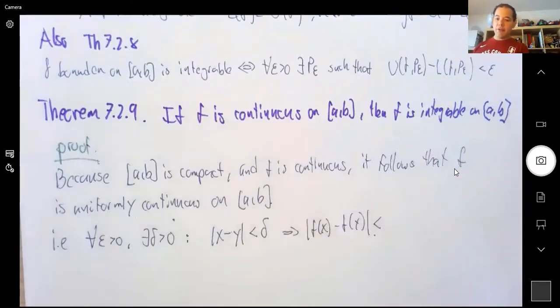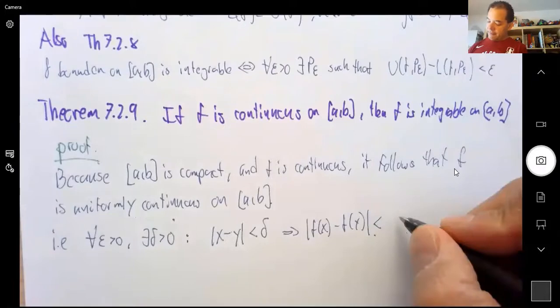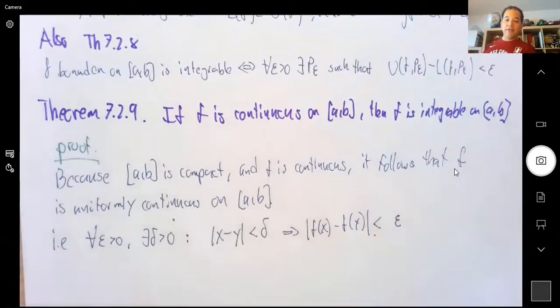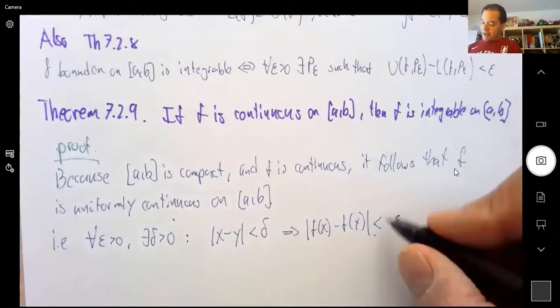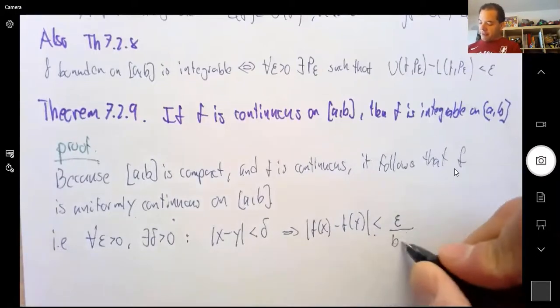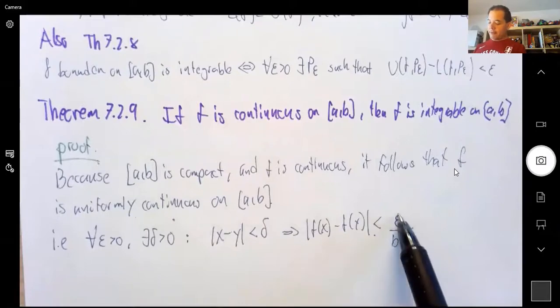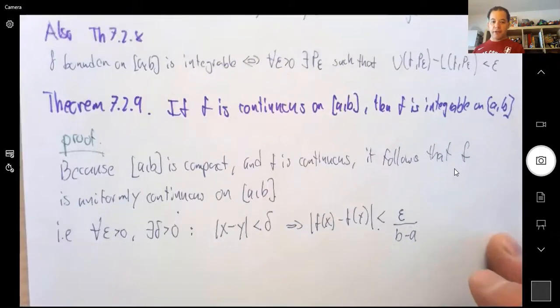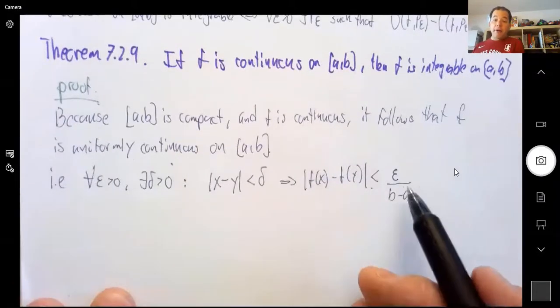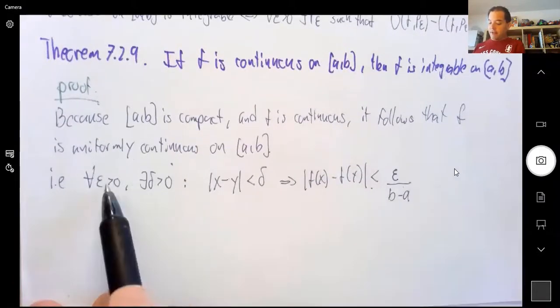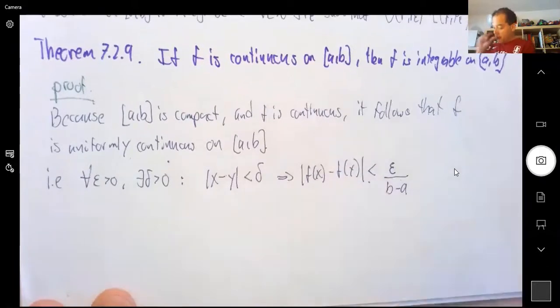And for reasons that you don't know right now, the length of the interval from A to B is going to appear somewhere along the way in my proof. So you don't see it right now, but instead of doing it for epsilon, I'm going to do it for epsilon over B minus A. This is how I'm going to use it. You can use whatever epsilon you want. That's how we're going to do it.